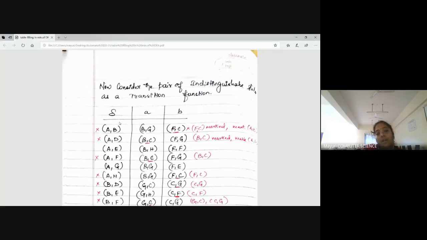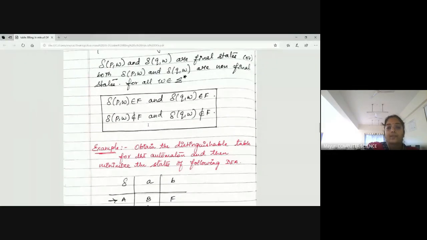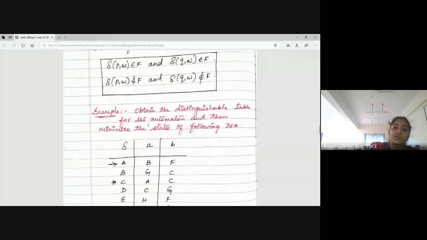Fine. Now I will start applying my input a, b so that I can come to know in what pairs they are indistinguishable. How did you get BG, FC and all? It's very simple. You had the very first transition table I have given. The transition from A on small a is to B. B on a is G. I have written all this from the table.